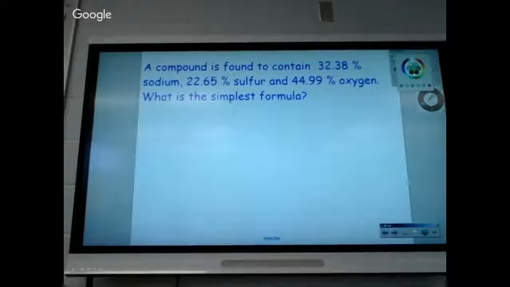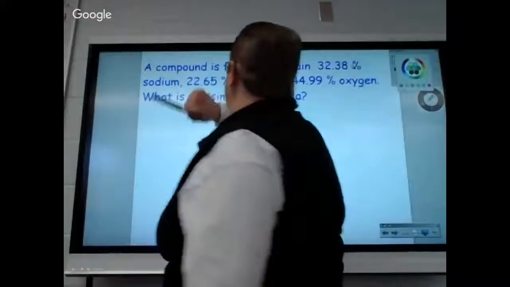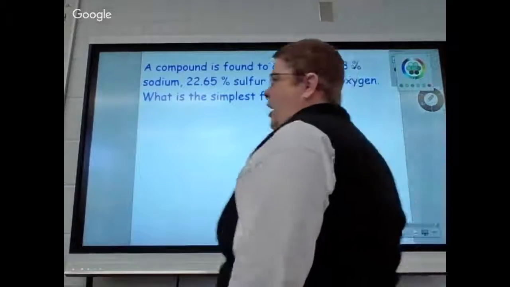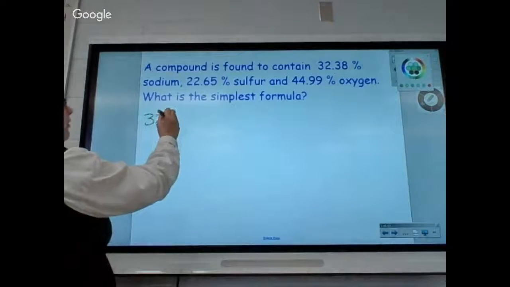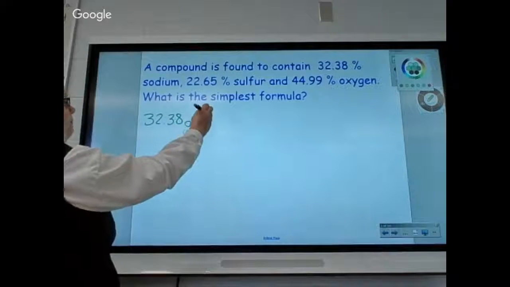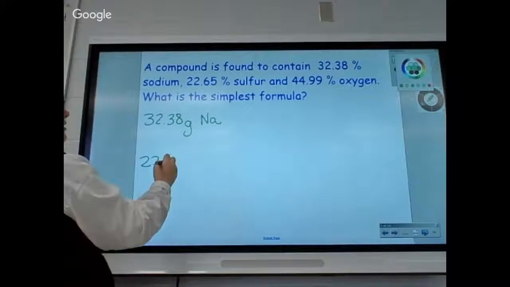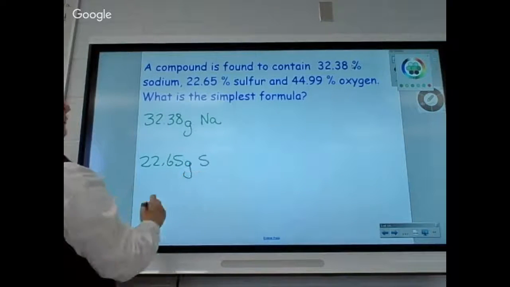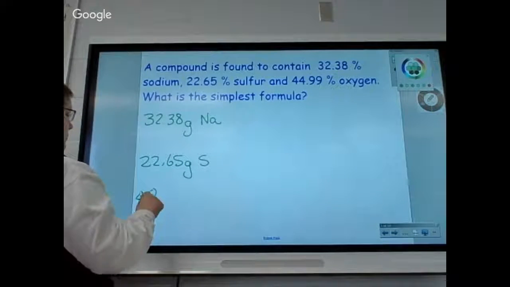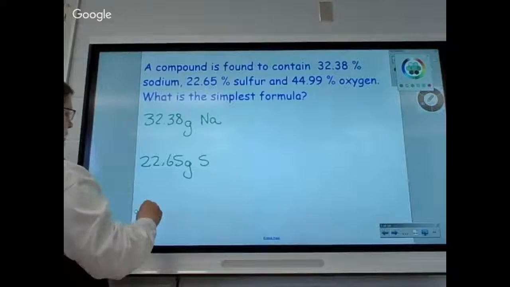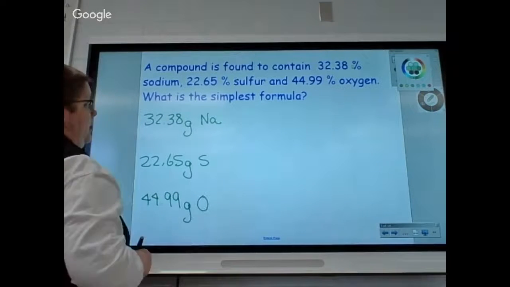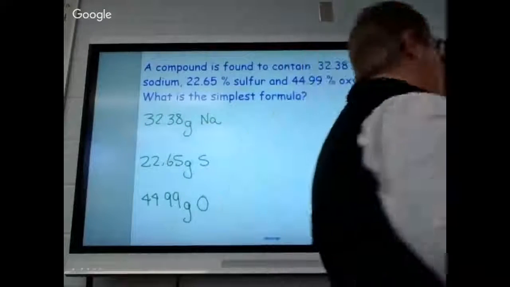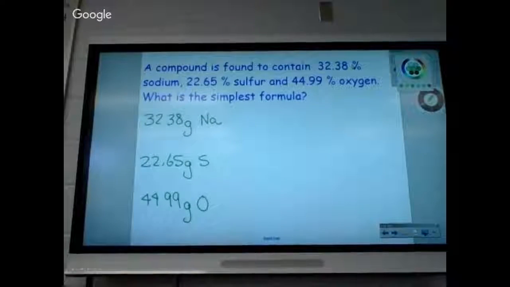All right. If we add up these 3 percents, what are we going to get? We're going to get 100. So we're just going to assume that this is a 100-gram sample. So we're going to take the percent off, and we're going to write grams of sodium, 22.65 grams of sulfur, and 44.99 grams of O. Now, if you copy the numbers down wrong, you will get a mathematical error, like I just did when I was writing it down. Be very, very careful with stuff like that.